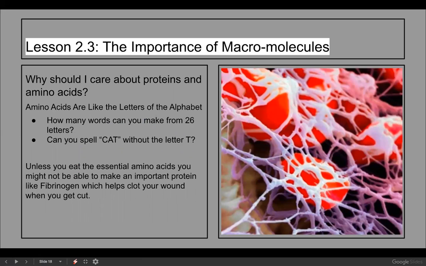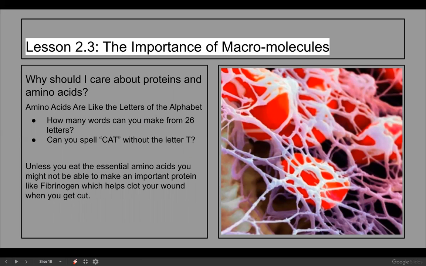Why should I care about proteins and amino acids? Amino acids are like letters of the alphabet. How many words can you make from 26 letters? Can you spell cat without the letter T? In other words, you can't make a certain protein if you don't have a certain amino acid. You can't spell a word.